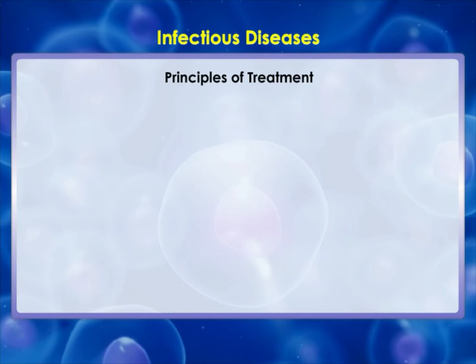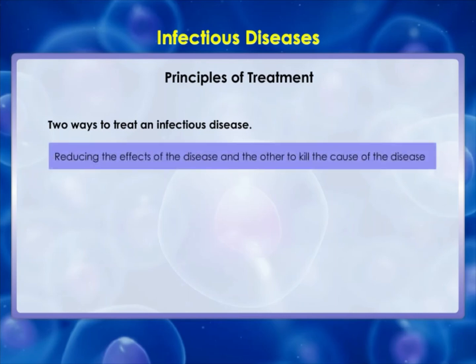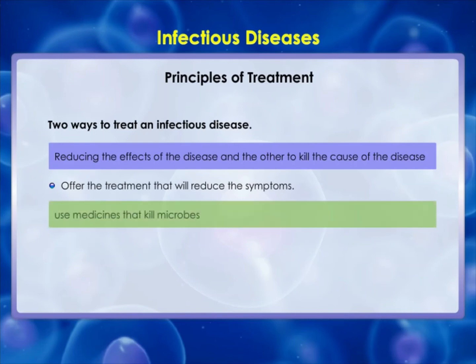Principles of treatment. Based on what we have learned so far, it would appear there are two ways to treat an infectious disease. One would be to reduce the effect of the disease, and the other is to kill the cause of the disease. For the first, we can provide treatment that will reduce the symptoms. The symptoms are usually because of the inflammation. For example, we can take medicines that bring down fever, reduce pain, or loose motions. We can take bed rest so that we can conserve our energy. This will enable us to have more of it available to focus on healing.